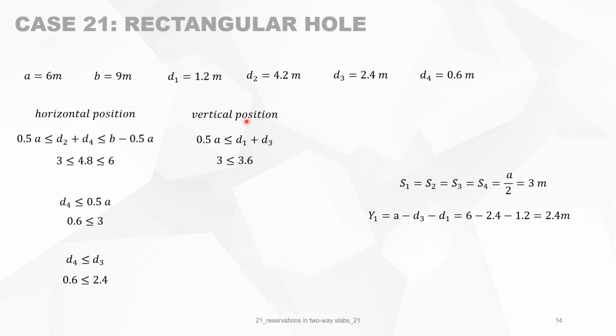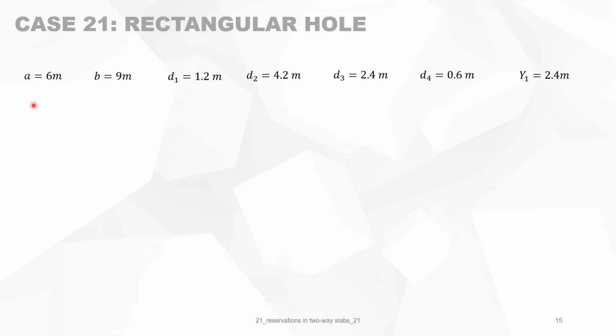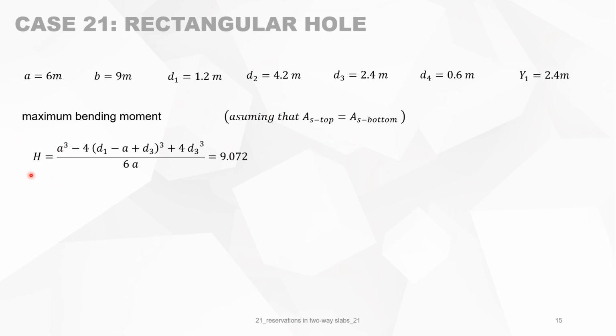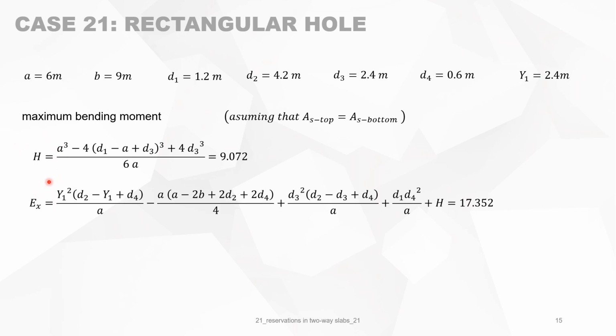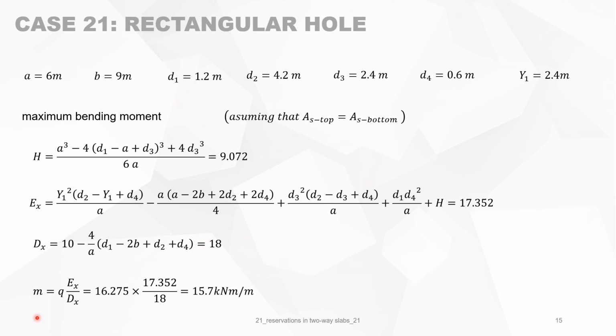Now we look at the vertical position. D1 plus D3 is 3.6, and it's bigger than 3. So this is okay. Then this is also fine. We can now calculate the maximum bending moment, assuming, of course, that the reinforcement of top and bottom is equal. And we calculate the parameter h, calculate EX, just straightforward, fill in the different numbers and parameters, and you get 17.35. dx, we find 18. So M is Q times EX over dx. It gives you 15.7 kilonewton meter per meter.